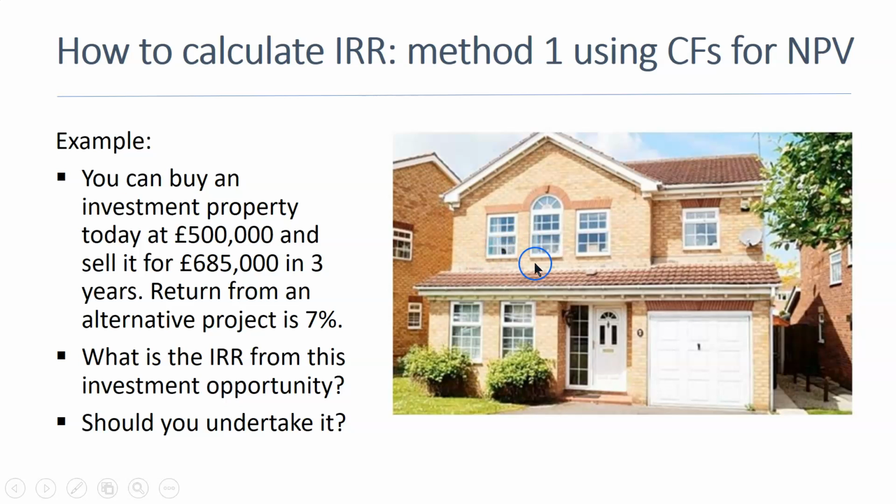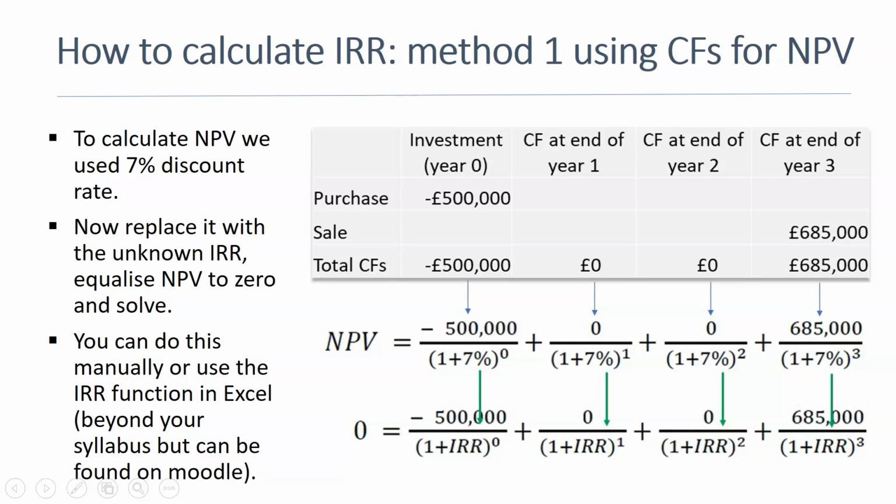Let's imagine that we plan to purchase an investment property. We can buy it today at £500,000 and resell later at £685,000 in 3 years' time. Alternatively, we can invest our money elsewhere and earn 7% return. This is going to be our discount rate. The question is, what is the internal rate of return from this particular investment opportunity? And should we undertake it? Let's have a look. Let's lay out our cash flows and calculate the net present value of this particular project.